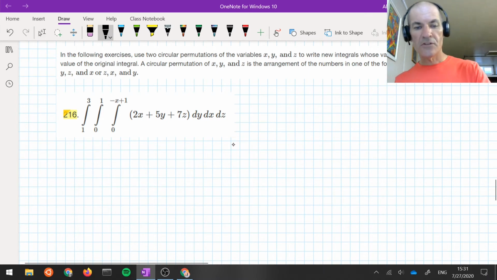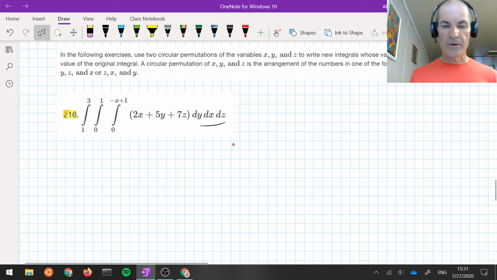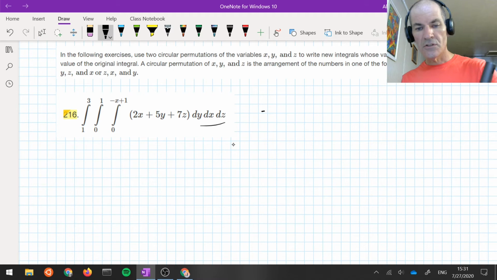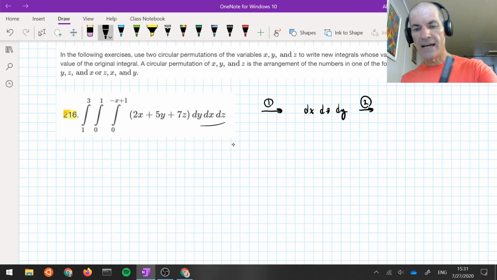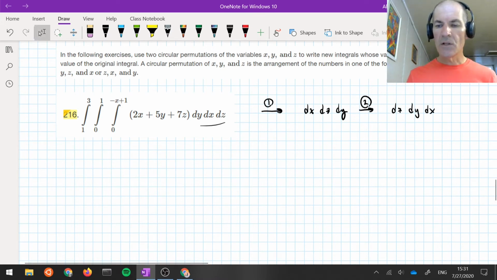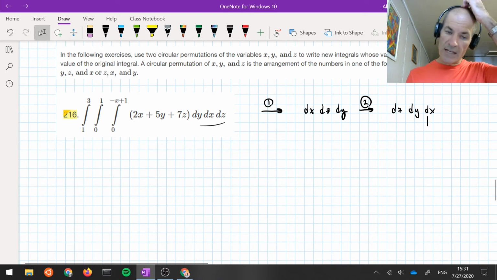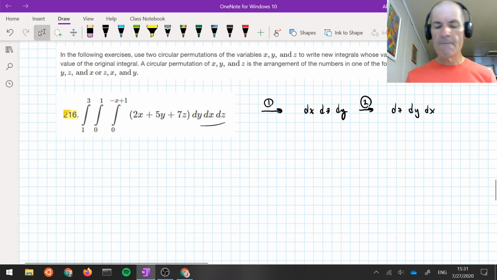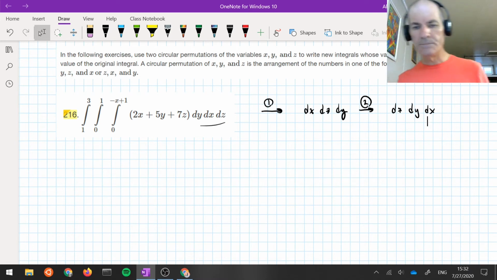So this is asking for a circular permutation of this ordering. The first circular permutation is going to be take y and put it at the end, dx, dz, dy, and the second circular permutation will be to take x and put it at the end, dz, dy, dx, like that. And then of course, if I were to do the last circular permutation, move the dz to the end, I would be back where I started. So that's what they're talking about with these circular permutations. Not super important to this problem or even to Calculus 3, but a nice little mathematical tidbit.